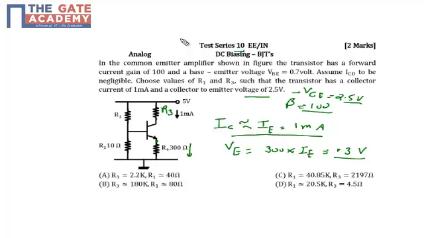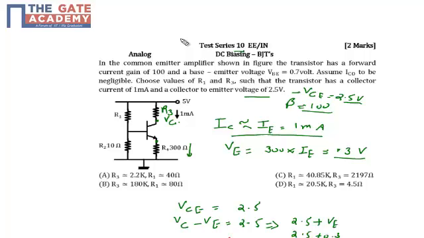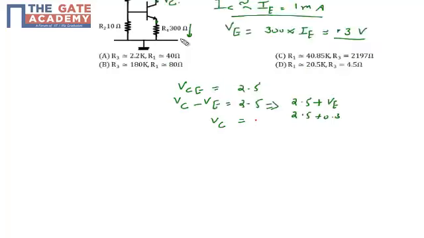Now for the voltage drop across R3, it is 5 minus the voltage of VC. We already know the value of VCE, which is given as 2.5 by the circuit, and VCE is nothing but VC minus VE. This is equal to 2.5. So to find the value of VC, it should be equal to 2.5 plus VE, which is 0.3, which we have just calculated. So my VC is equal to 2.8 volt.